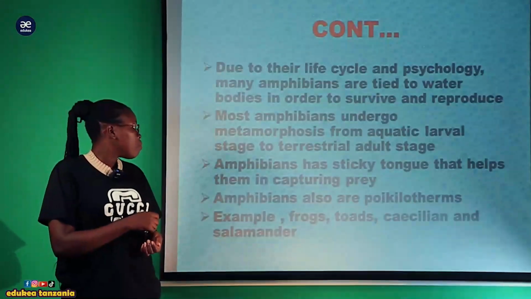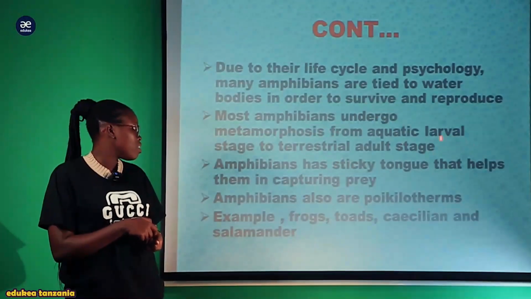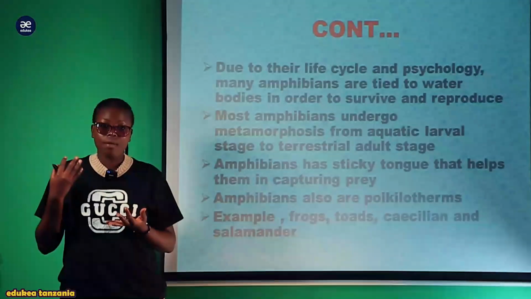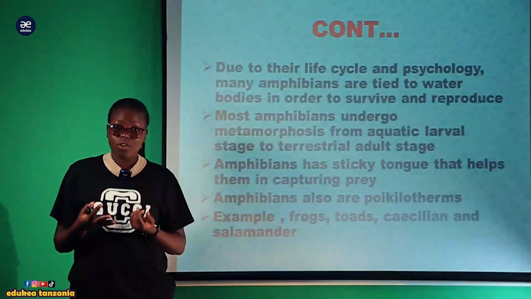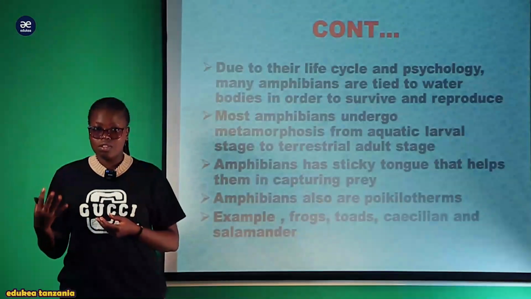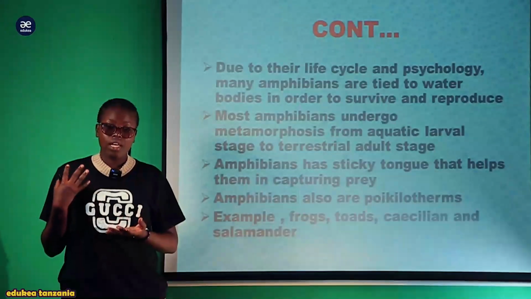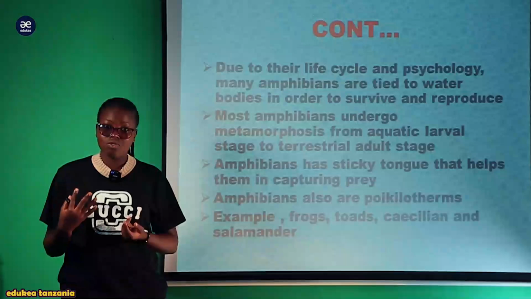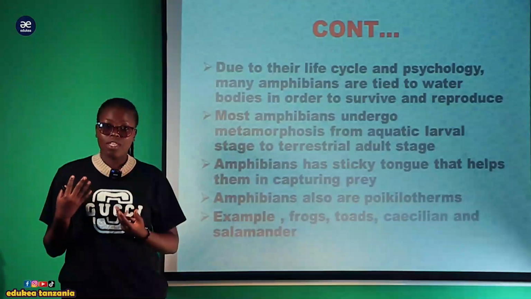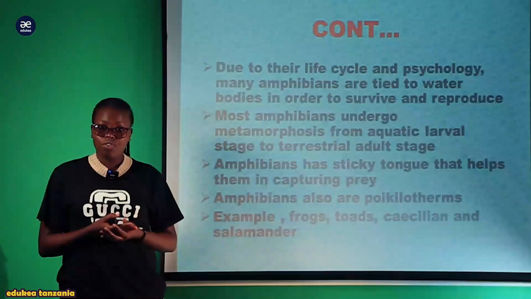Likewise, most amphibians undergo metamorphosis from aquatic larval stage to terrestrial adult stage. During their life cycle, they undergo metamorphosis, where in the larval stage amphibia live in aquatic environment, while the adult one lives in the terrestrial environment. Because the larval form uses gills for gaseous exchange, while the adult one uses lungs. They have lungs, but these are not well developed for gaseous exchange of oxygen outside of the water body.